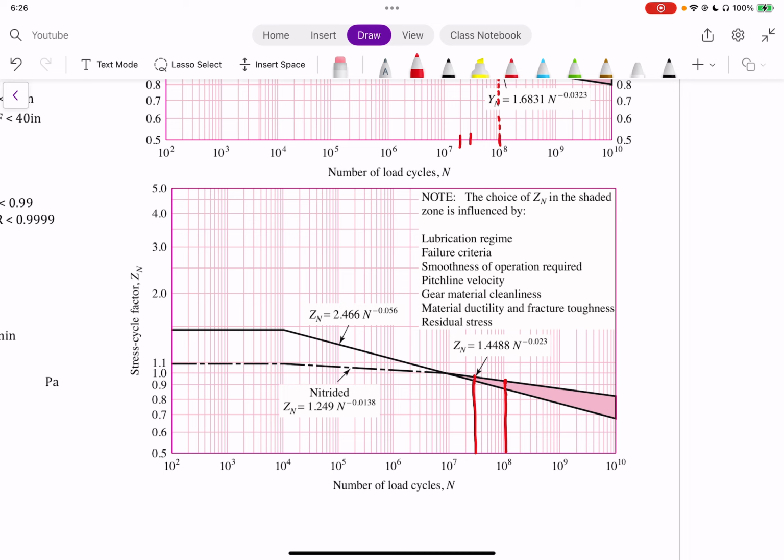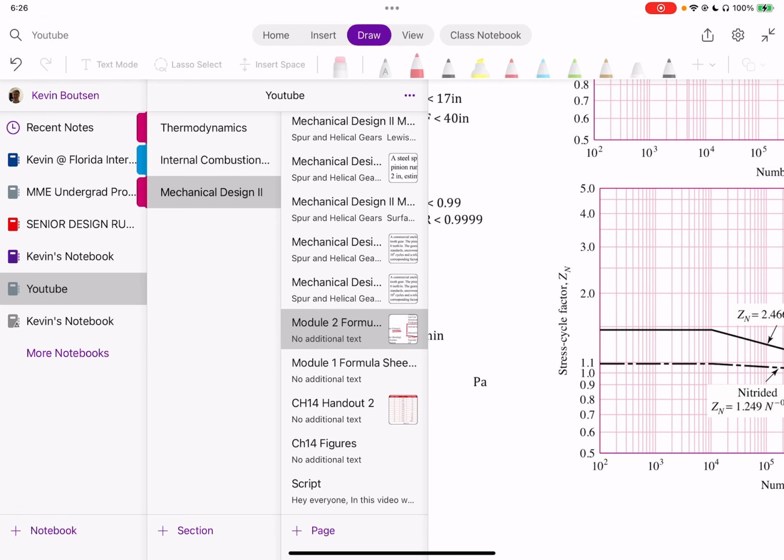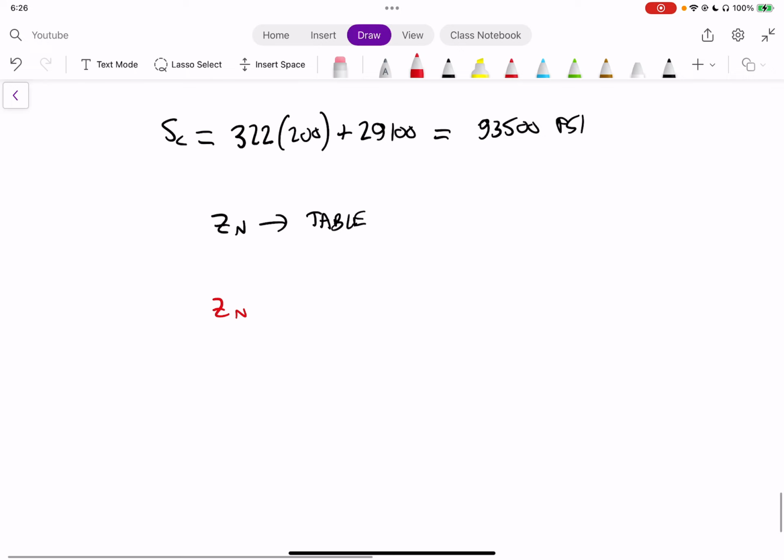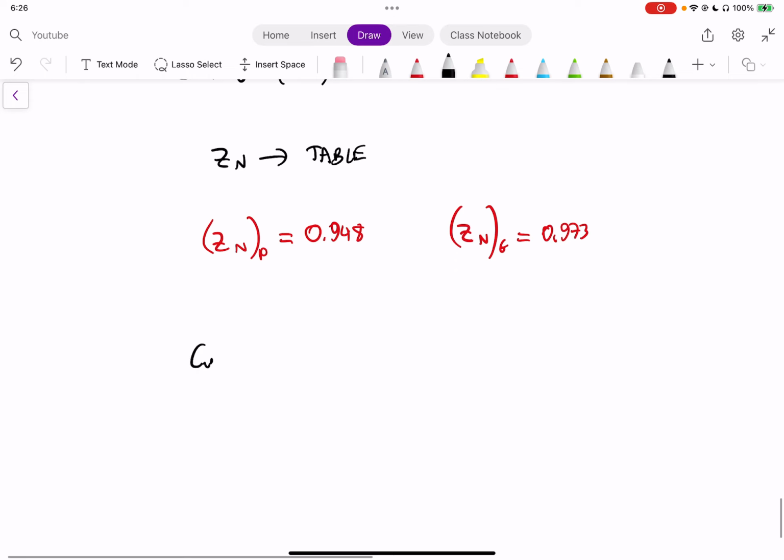So slightly lower values than YN, but if we actually work out the values with the equation given on the chart itself, we get that ZN for the pinion is 0.948, which is lower than the gear, makes sense. And then ZN for the gear is equal to 0.973. Okay, then the next term is called CH.